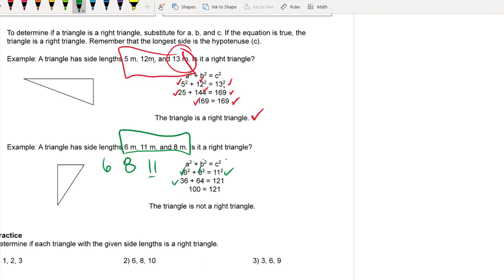Then I evaluate. 6 squared is 36, 8 squared is 64, 11 squared is 121. Then I simplify this side. 36 plus 64 is 100, and then 121 is over here. This is not a balanced equation. 100 is not equal to 121, so this is not a right triangle.